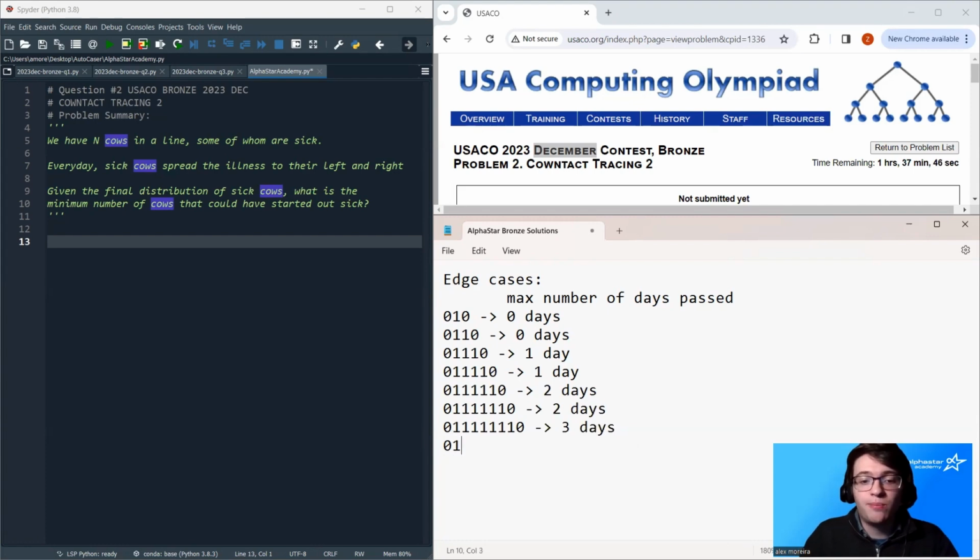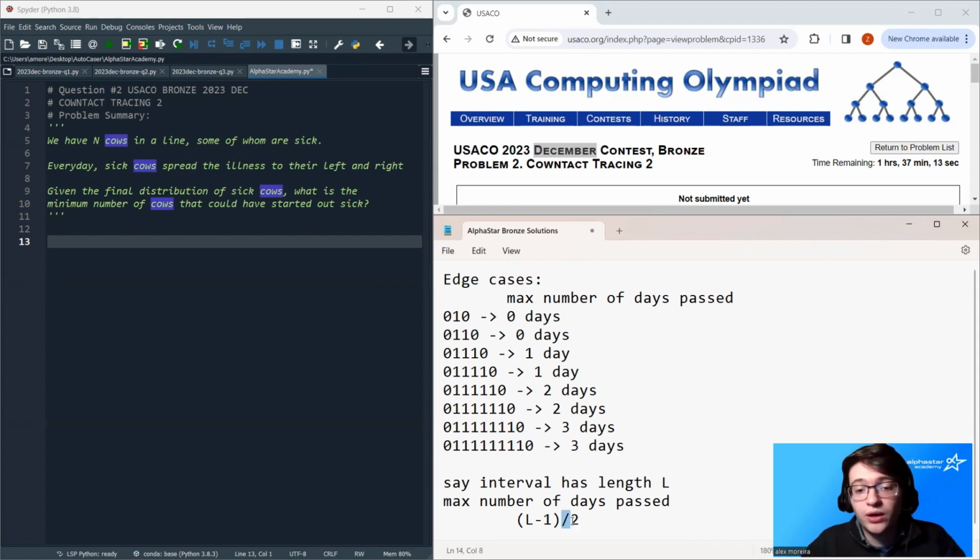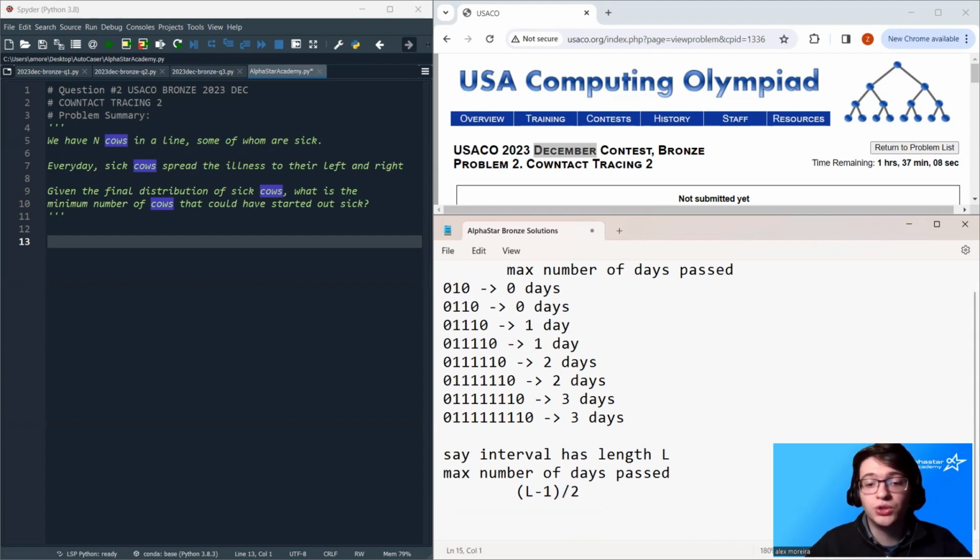And by now you should start seeing a pattern. And the pattern is every time we increase the length of the interval by 2, the max number of days that have passed increases by 1. So if L is the length of the interval, say interval has length L, then max number of days passed is exactly, at most, L minus 1 over 2, where the over 2 here is integer division, right? So this is L minus 1 over 2 rounded down.